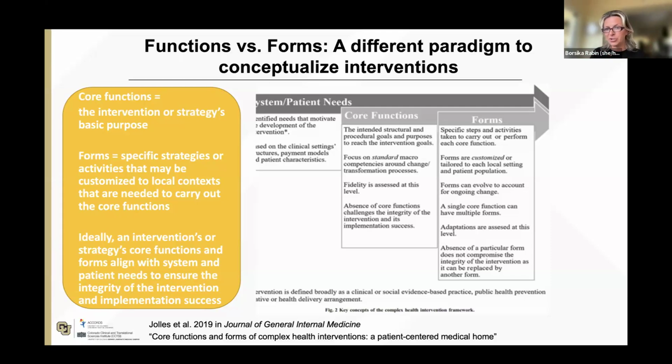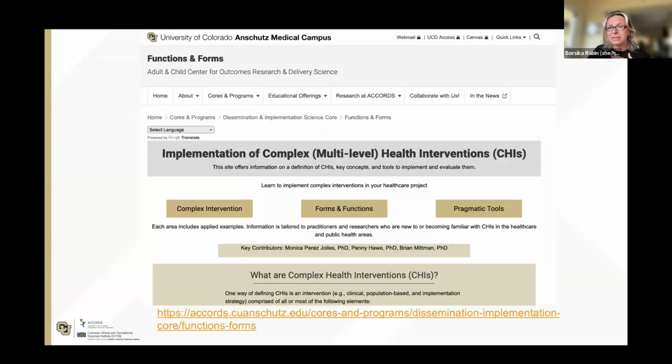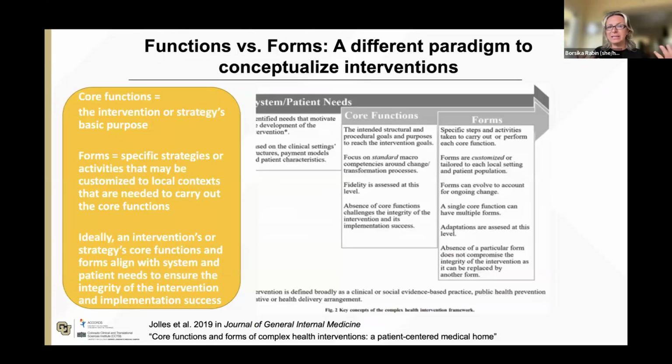If you took apart your intervention to what are the core functions that I am trying to achieve and what forms those could take, then you could say that I am allowing adaptations to the forms while I am maintaining or making sure that I am still delivering the core function. And this was really beautifully presented in Monica's publication in 2019, where she took the patient-centered medical home, which has certain principles, identified related core functions, and then allowed FQHCs to identify the forms in which they want to deliver those. And I don't think I have many more slides here, but let me give you an example.